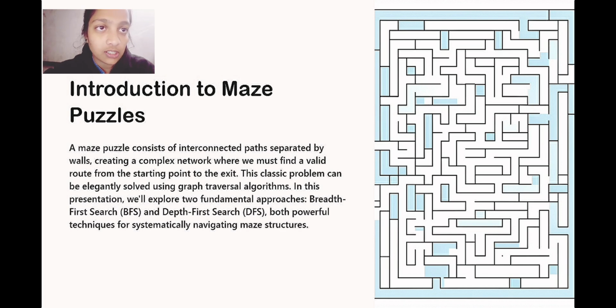Introduction to maze puzzles. A maze is a graph which has multiple paths separated by walls, and each cell in the puzzle is represented as a node. Every open walkway is represented as a path. Visually it looks like a simple problem, but internally it is a complex problem. So to efficiently find a path, we use data structure algorithms like breadth first search or depth first search.